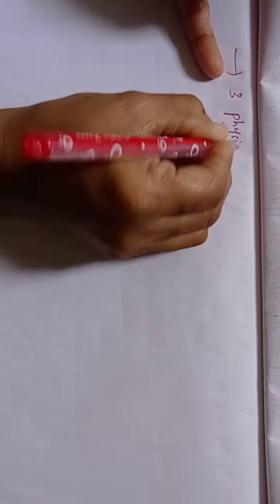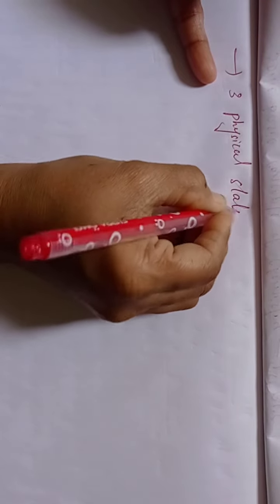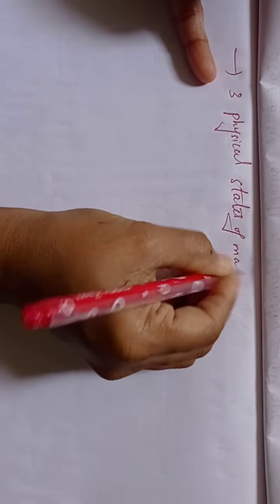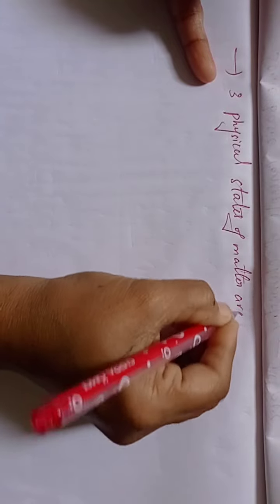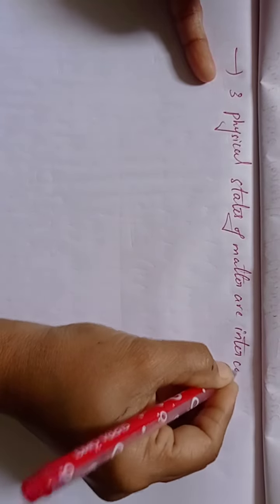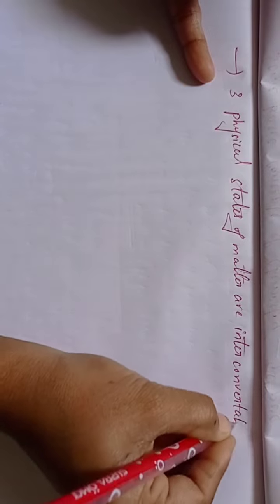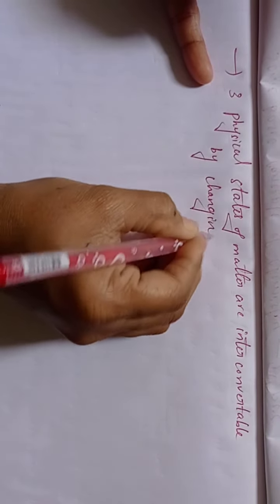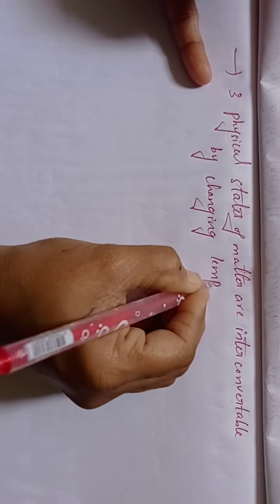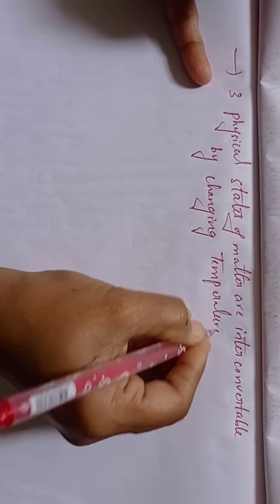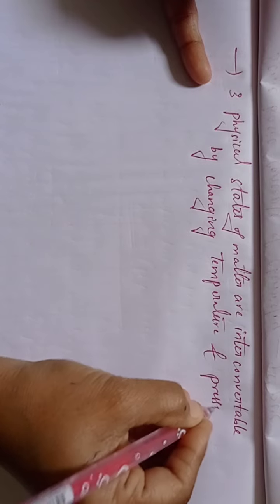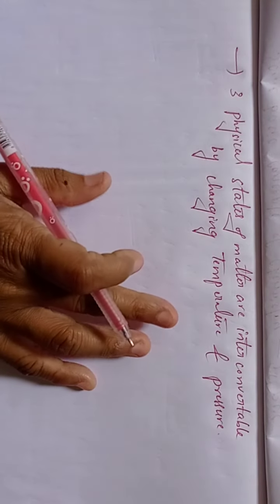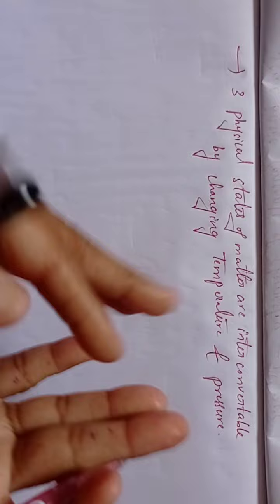What I told, students? Three physical states of matter are interconvertible. Clear? Interconvertible by changing the temperature and pressure. By changing the temperature and pressure, the three physical states of matter are interconvertible.